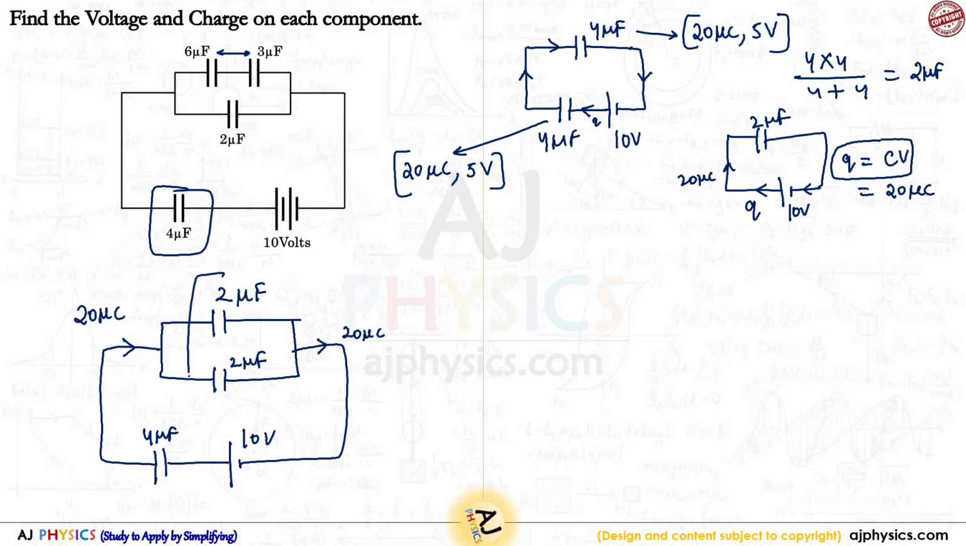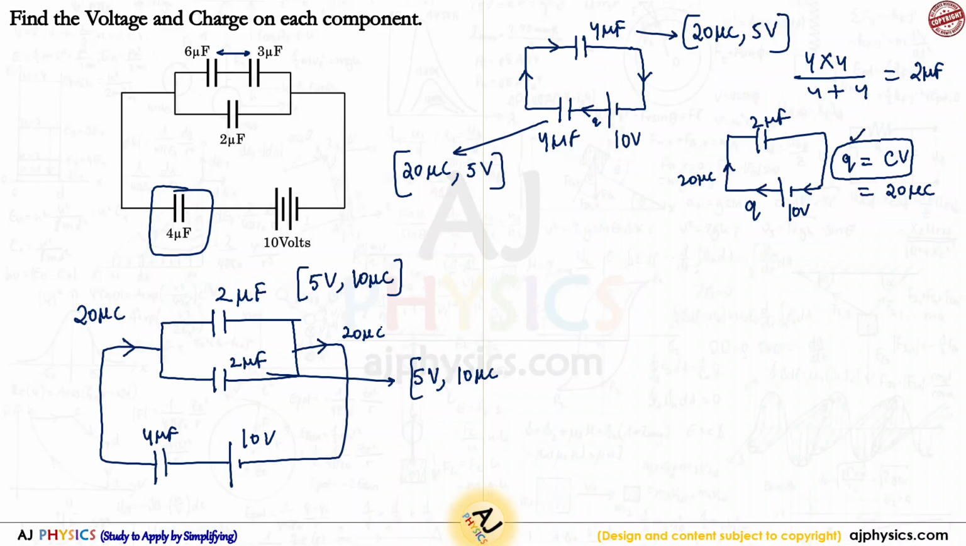The 2 and 2 added up to make 4 microfarad. Obviously they are in parallel, so we pick the voltage because voltage is the same in parallel, so that would be 5 volts. And if you pick this also, this would also have 5 volts. Fine. Now what will be the charge flowing in each of them? The capacitance is 2, so the charge will be 5 into 2, that will be 10 microcoulomb, using this formula.